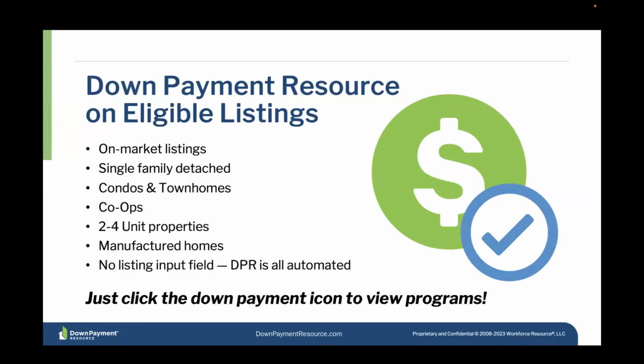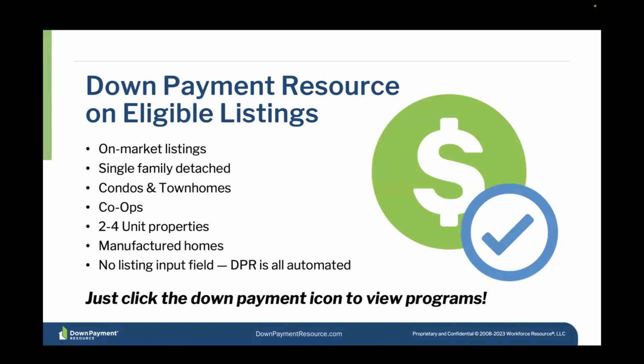You will see this down payment button again, this $ with the check mark. You will see it on eligible listings that are on market, so active and pending listing statuses. That could be any of the following property types. Certainly single family detached, but also most of these programs will allow for the purchase of condos and townhomes. Some, in certain markets or parts of certain markets where there are co-ops, will allow for co-ops as well. That may not be as common in your market.